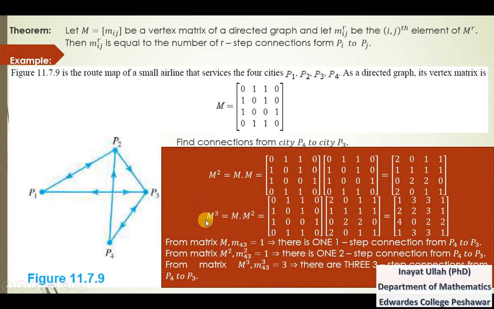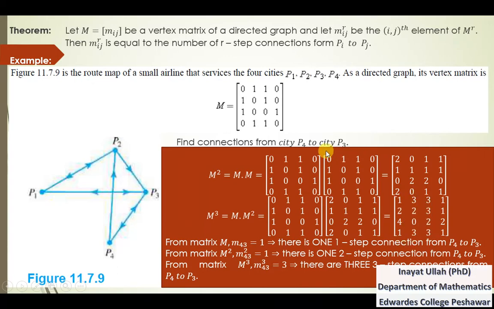Now again we need to find M cube. How could we find M cube? That is M into M square. M is this one, and M square is this obtained matrix. Multiply these two, and you will get this matrix.